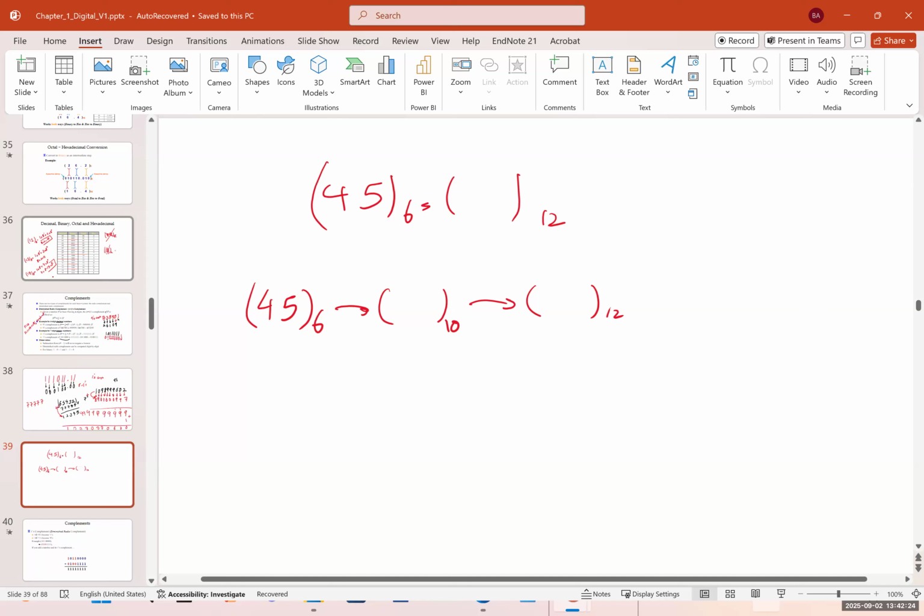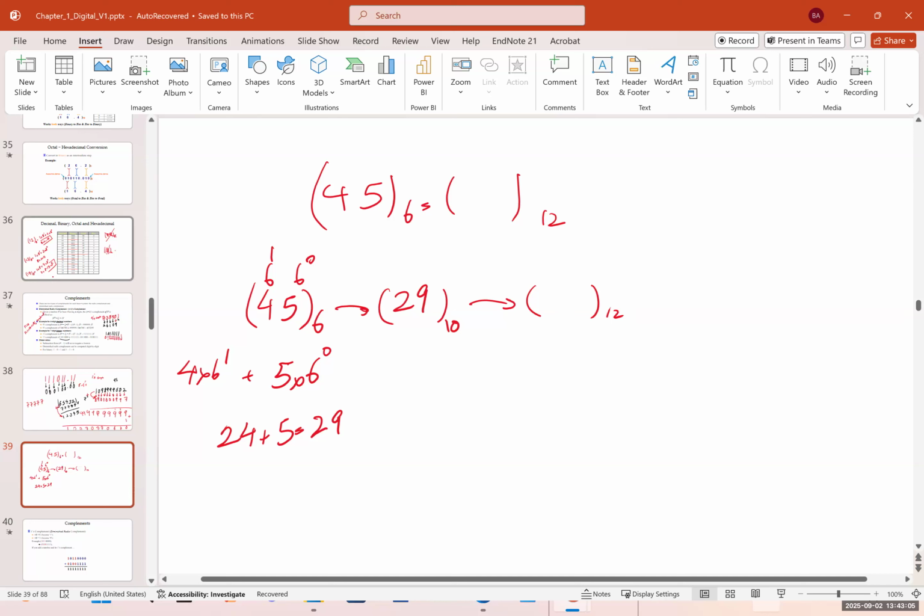How do I go from 4, 5 in the base of 6 to the base of 10? It's going to be 6 to the power of 0, 6 to the power of 1. So this is going to be 5 times 6 to the power of 0 plus 4 times 6 to the power of 1. So it's going to be 24 plus 5 gives us 29. So 29 in the base of 10.